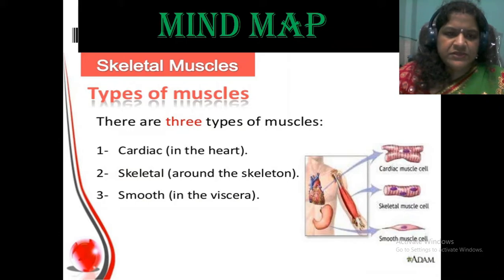Types of muscles. There are three types of muscles. Cardiac muscles, which are present in the heart, skeletal muscles, which are present around the skeleton, and smooth muscles, which are present in the viscera.